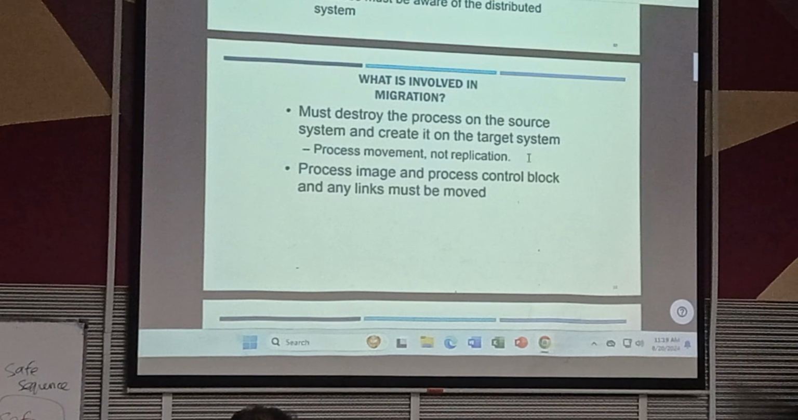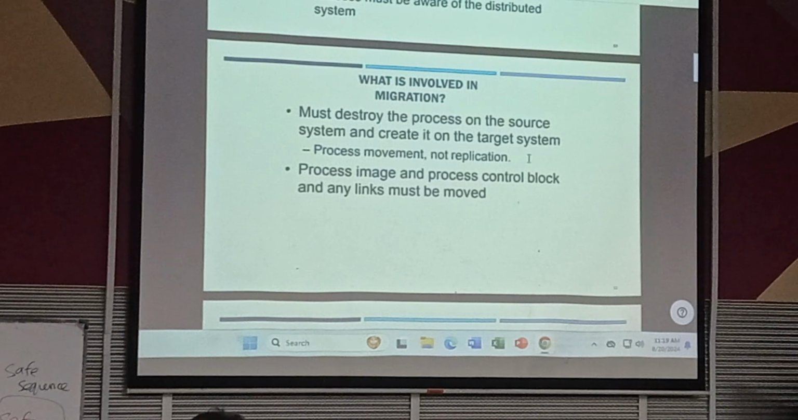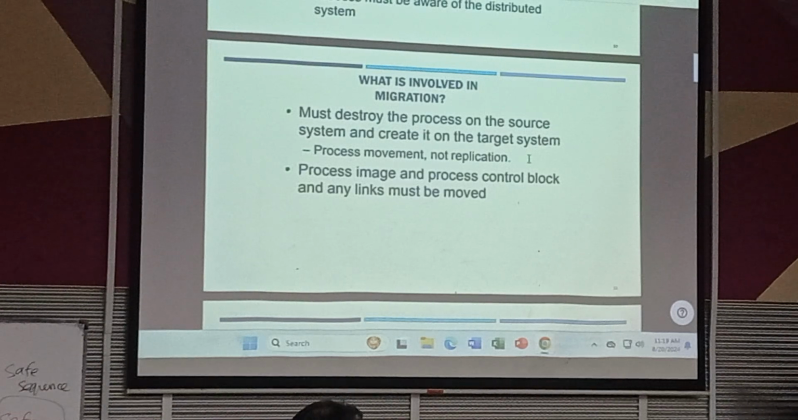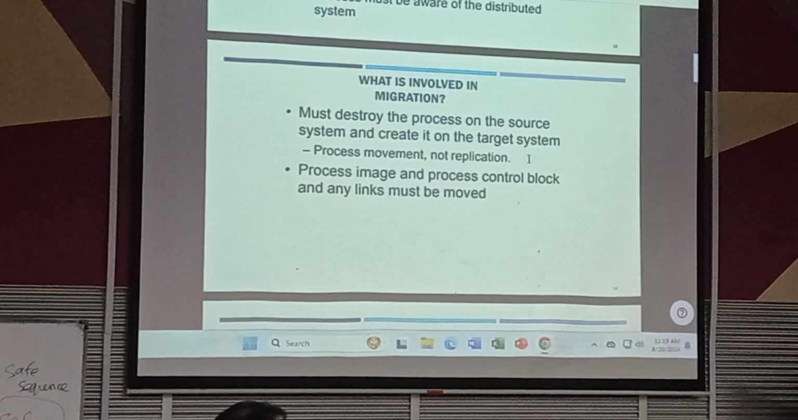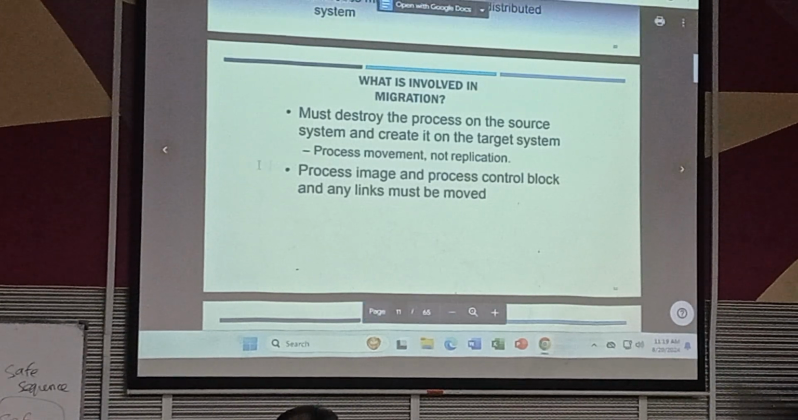Okay, so what is involved when you do the migration? Do you destroy the source system after you do the migration and create it on another system? But take note that this is not replication. Migration means you move and you shut down. You must shut down the process in the source system. So it's a process movement, not replication.